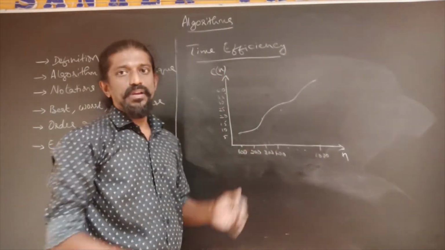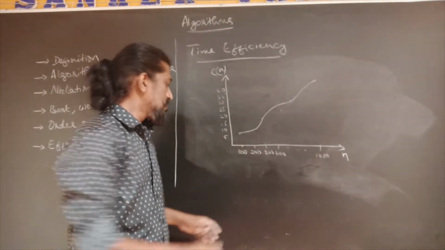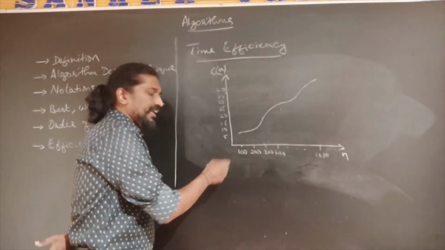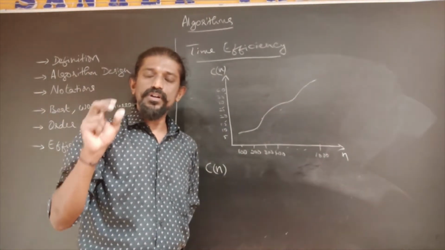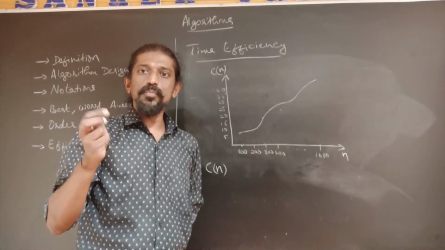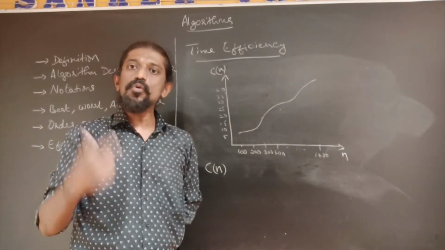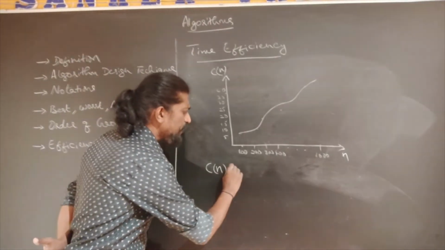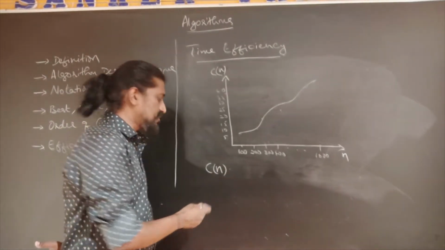What is the time it takes? Once we have C of n, the number of times the basic operation is executed, we can calculate the actual time that the algorithm takes to give output on a particular machine. How can we do that? To do that, we need C of n, which gives the number of times the basic operation is executed.